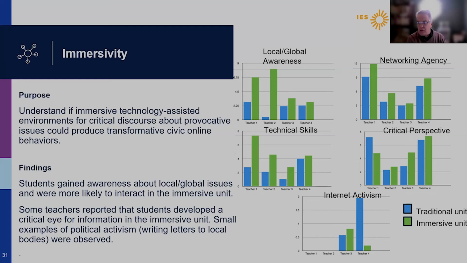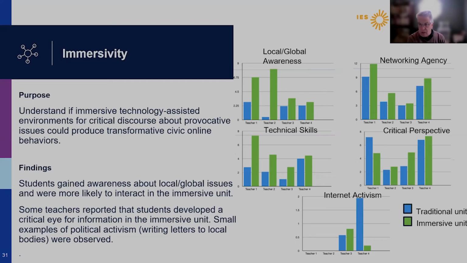Short story, what we found was that teachers reported, I'm going to say significant, increases in students' local and global awareness of social issues, and increases in networking agency. What that means is students were more likely to use technology to share their beliefs. The kids became more facile with using the technology for purposes related to social studies and civic learning. Students' technical skills definitely improved. In particular, the teachers said they were able to navigate the vast number of online resources much better.